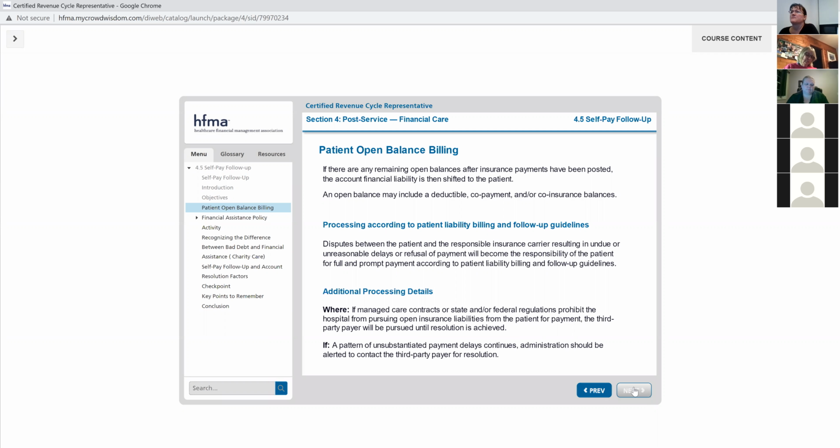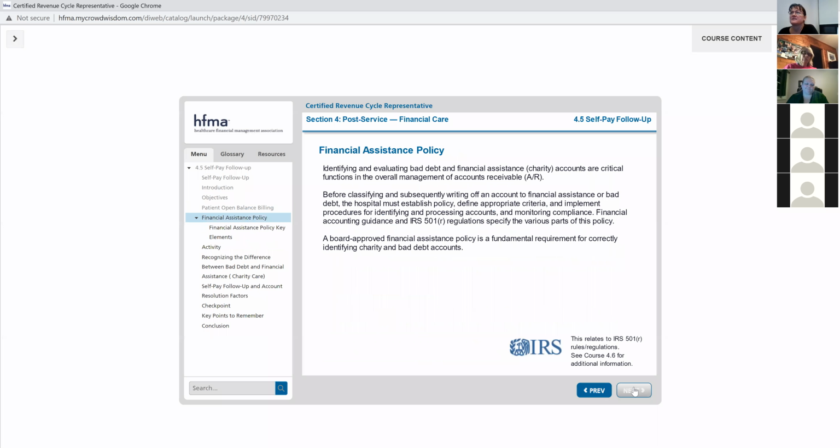Our financial assistance policy is used for evaluating, or we need to identify and evaluate, what is bad debt versus what can be charity care. Our financial assistance policy is used for the charity care aspect of the receivable. If you recall, we went over the difference between bad debt and charity care in a previous session, where bad debt is they don't want to pay and financial assistance is when they can't pay. And you have to make sure you have a policy in place before identifying anything as a charity care account.